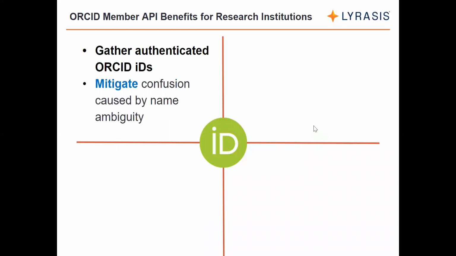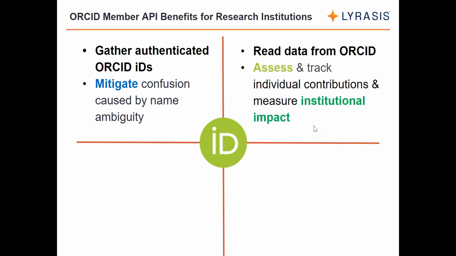First, by using the API to have your researchers connect their ORCID IDs with your systems, you can gather the authenticated ORCID ID number for each person, and that helps to mitigate any confusion that would be caused by name ambiguity amongst your researchers. So for example, if you have multiple people with the same name or the same initials, or if you have researchers that have changed names over the course of their career, you can distinguish between individuals using their ORCID ID number rather than just their name.